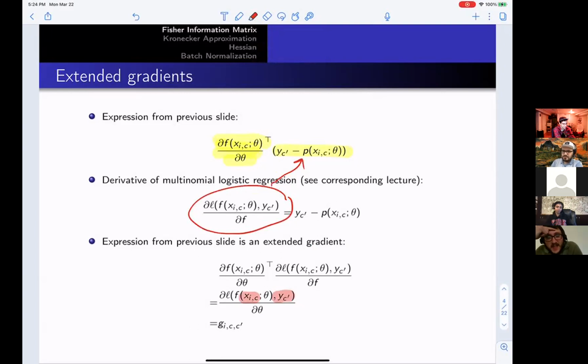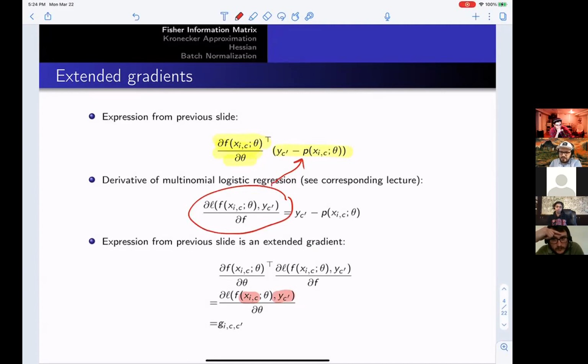Now, what I'm going to do is I'm going to use the notation G_{ic c'}. G stands for gradient. ic stands for the ith example in the cth class. c' stands for the fact that it's a gradient of the ith example in the cth class if I were to label it for some strange reason as belonging to class c'. A bit bizarre.